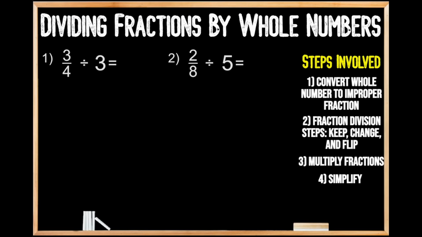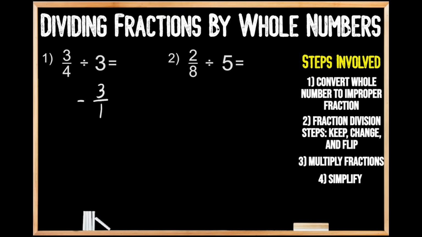whole number of 3. Looking over to the right-hand side under our steps involved, we can see that our first step is to convert our whole number to an improper fraction. Anytime you're looking to convert a whole number into a fraction, you're going to write a fraction where the value of the whole number is the numerator and the denominator has a value of 1, because 3 groups of 1 is the same thing as just the whole number of 3.